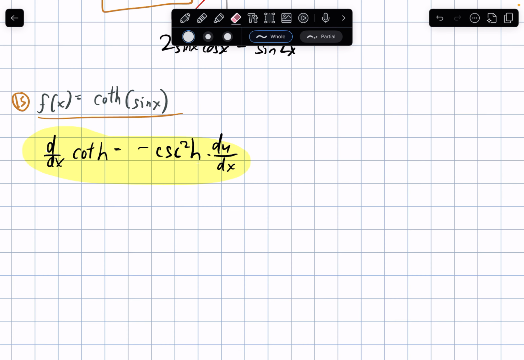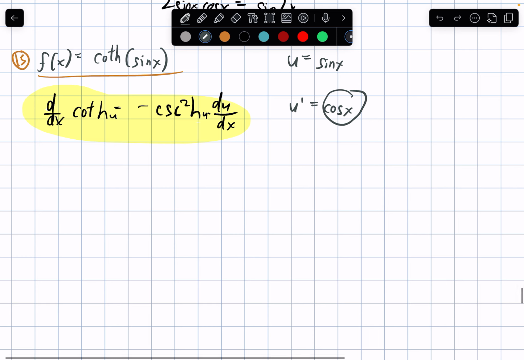All right, and let's identify our u. Oh wait, I forgot to write u. U is what? Sine x. What is the derivative of sine x? That's gonna be cosine x. This is not hyperbolic, just to let you know, because in the given, there's no h. It's just x. So yeah, negative csch squared of sine x times the derivative of u, which is cosine x. I think that's it. I don't think we can simplify any further.